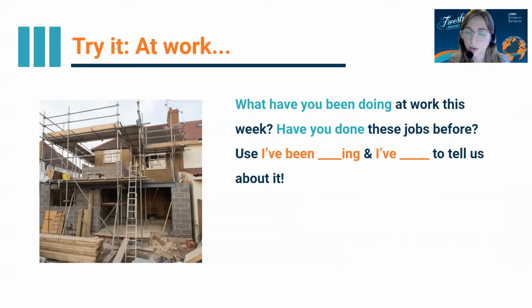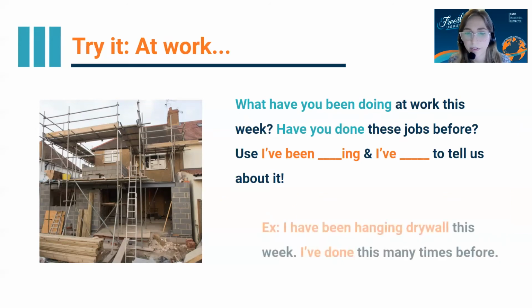You can use these two structures, I've been plus ing, and I've plus past participle, that should be the ed, to tell us about it. So for example, I have been hanging drywall this week. I've done this many times before.